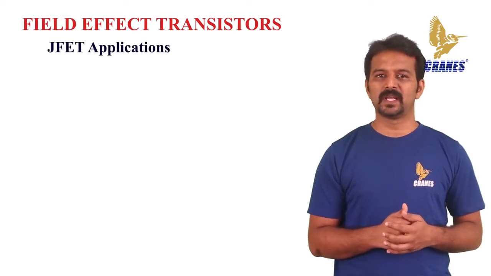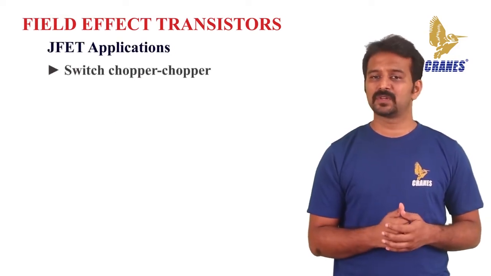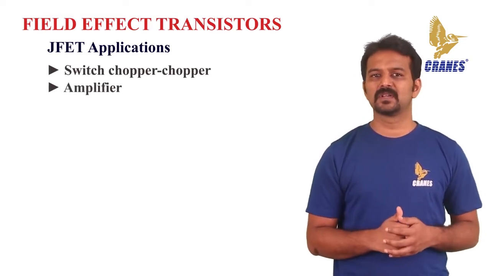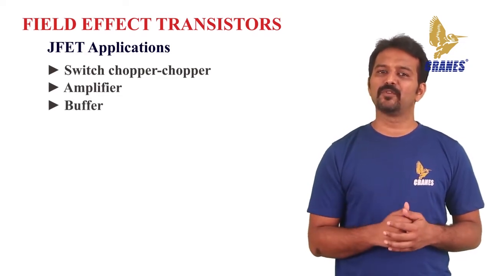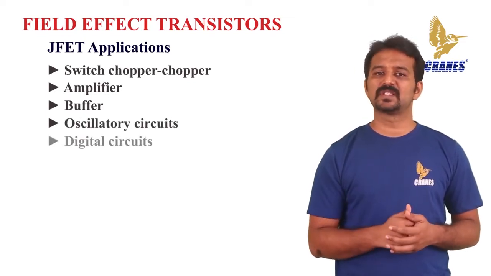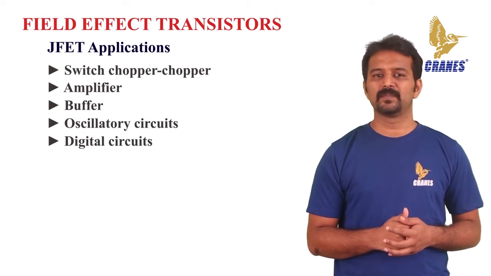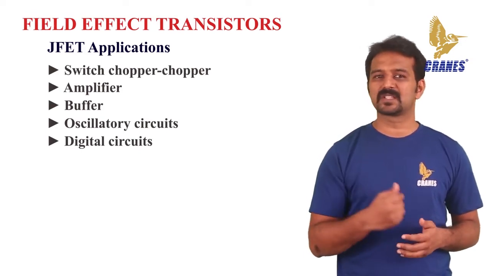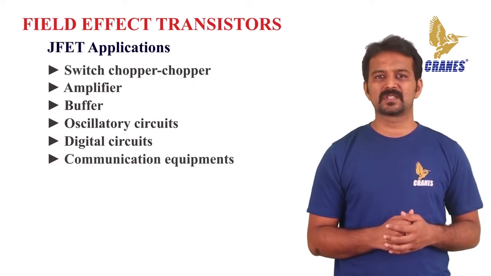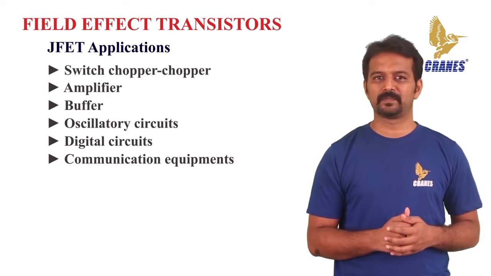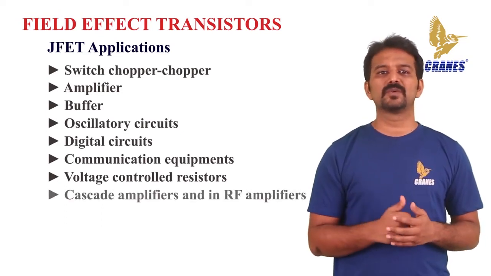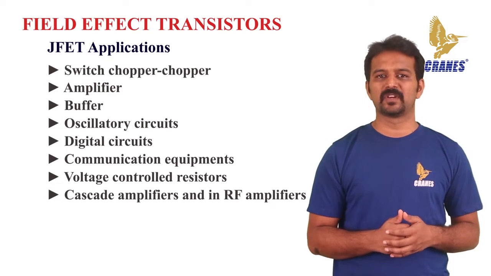Let's now look at the JFET applications. JFET is used as a switch, and as a chopper, that is nothing but a DC to DC converter. These are used as amplifiers and in buffers. Because of its low frequency drift, JFETs are used in oscillatory circuits. These are used in digital circuits such as computers, LCD and memory circuits because of their smaller size. These are used in communication equipment such as FM and TV receivers because of their low modulation distortion. These are used as voltage control resistors in op-amps. These are also used in cascade amplifiers and in RF amplifiers.